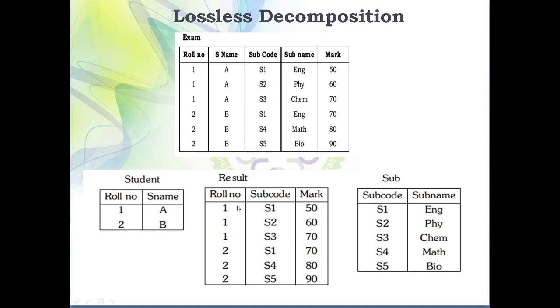Yes. For that purpose, I'm getting the roll number from the result table, and from the subject table I'm getting the subject name English. In order to join these two tables, we have a common attribute called subject code. Subject code is a common attribute between the result table and subject table, by using which we can easily get the information. Here student information is stored separately, result information is stored separately, and subject information is stored separately. So I think that no information is being lost.